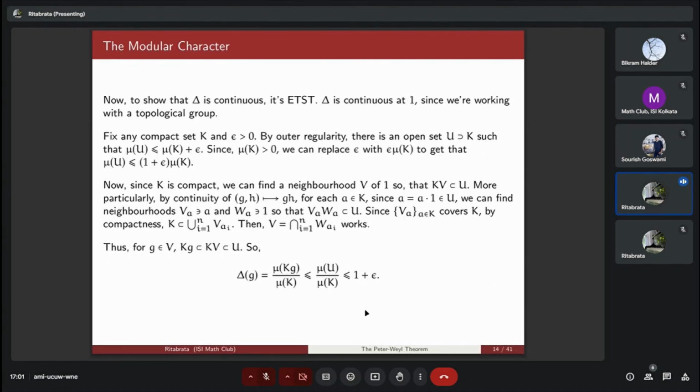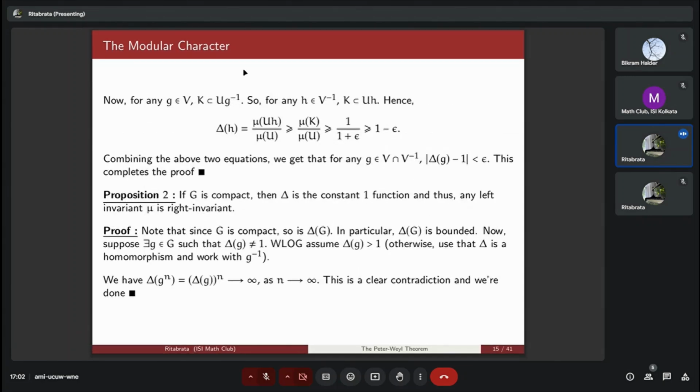We can prove this because of the group structure. We can actually mimic the same thing, but we don't need to do that. We'll try to use some clever arguments from group theory. Basically, for any g in V, K is a subset of U g inverse. So for any h in V inverse, K is a subset of Uh. So we can write delta of h to be mu of Uh by mu of K, and basically Uh contains K, so mu of Uh is at least mu of K, and mu of K by mu of U is at least 1 by 1 plus epsilon, which is greater than or equal to 1 minus epsilon for epsilon sufficiently small.